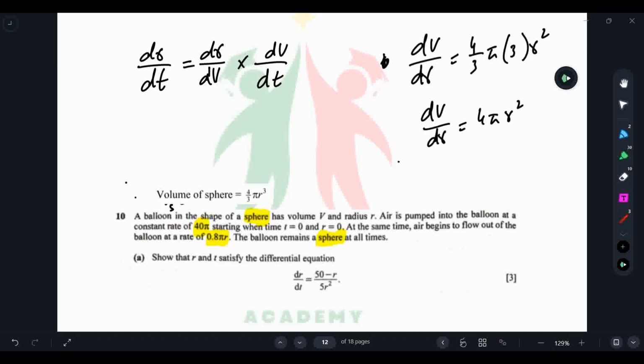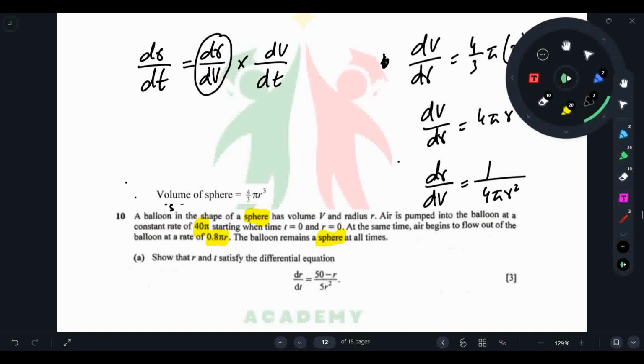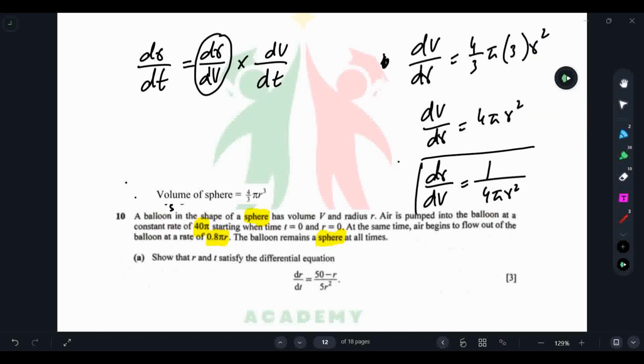Now, if we simplify it further, dV by dr will be equal to 4 pi r square. But we need to find the reciprocal of it, meaning dr by dV. So dr by dV is equal to 1 by 4 pi r square, and hence we can say that this will be the requirement for the first part.